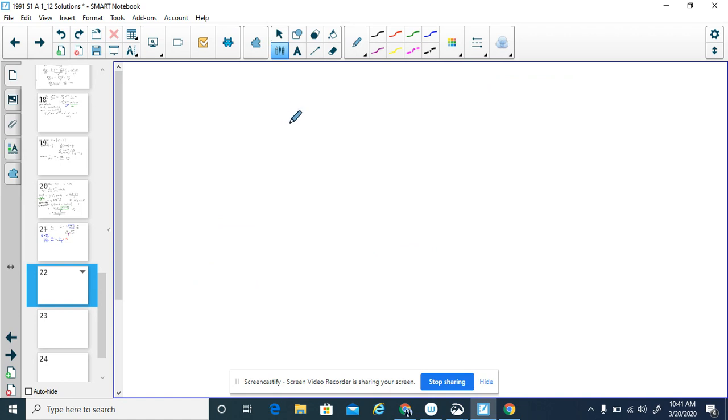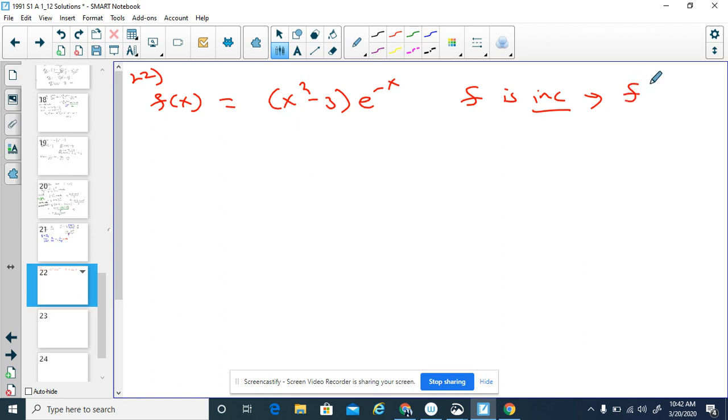All right, 22. Let me just pull it up here. It's a little bit annoying. All right, we got it. It says, what are the values of x for which the function is increasing? Oh, we're in red now. So we're going red. Let's just go with it. All right, so we got f of x equals x squared minus 3 times e to the negative x. And you want to know when f is increasing. So you know the deal. F is increasing when? Yes, you guessed it. F prime is positive. So you got to get f prime.